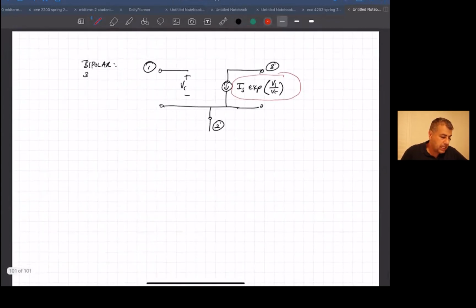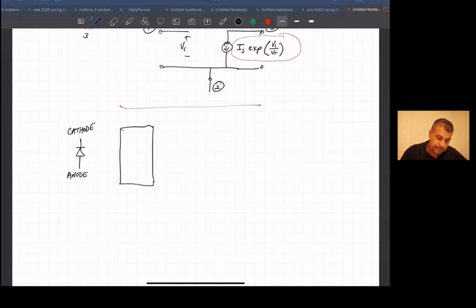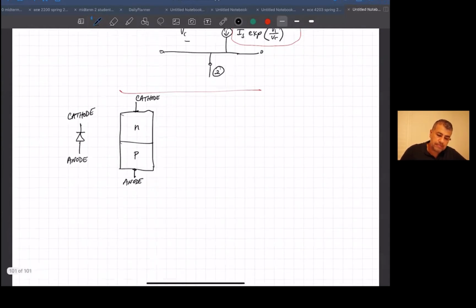I'm going to sort of segue back again. So now let's look at what a bipolar transistor looks like. When you remember a diode, basically if I draw a diode, this is the cathode, this is the anode. And if I draw it as a chunk of silicon, it looks like a p-type material next to an n-type material, which is a p-n junction. And so we need to contact those, and you end up with the anode and the cathode. So that's what a diode looks like.